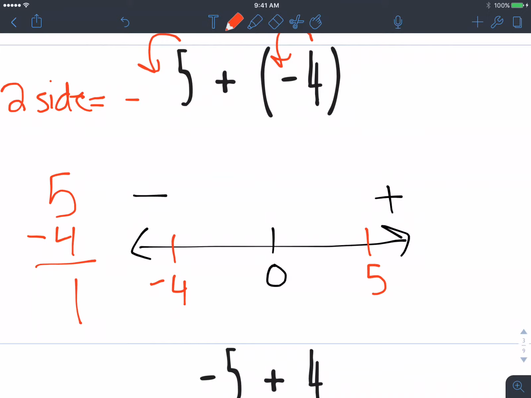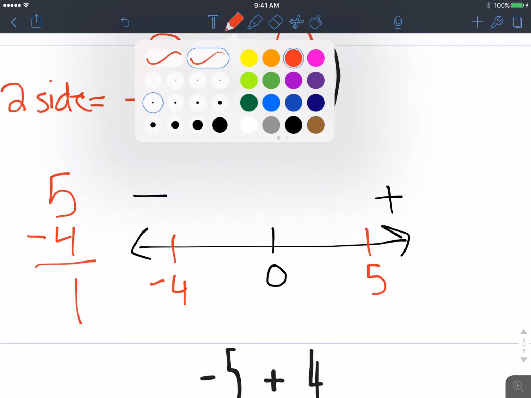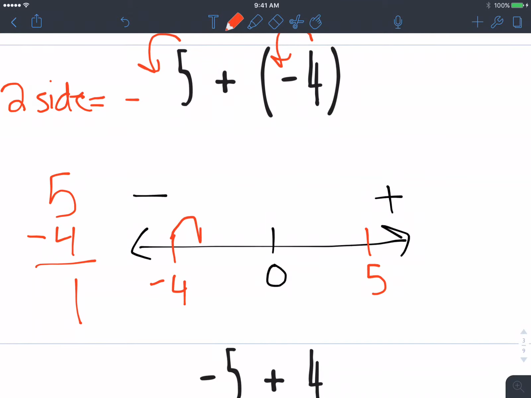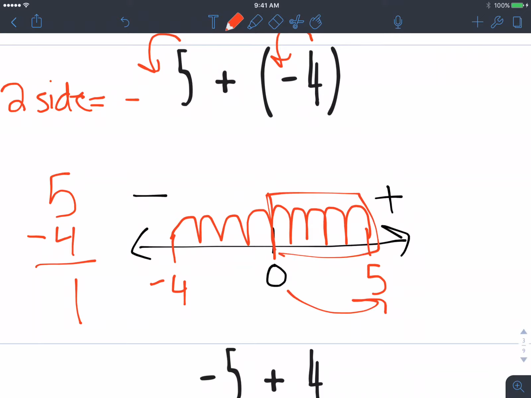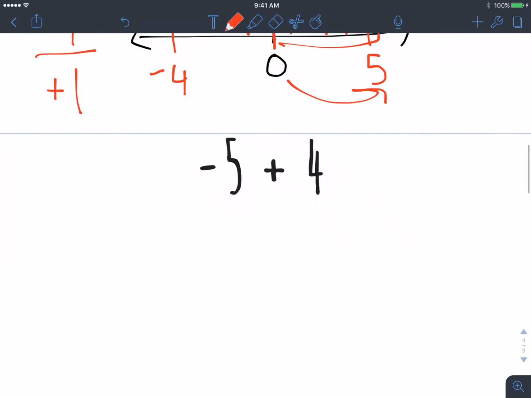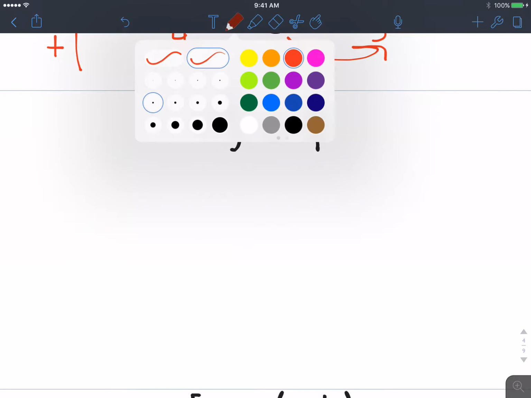Now comes the big debate. What sign should that 1 have? Since negative 4 is 1, 2, 3, 4 steps away from 0, and 5 is 1, 2, 3, 4, 5 steps away from 0, this 5 is further away from the 0, so it gets to keep its sign. So it's going to be a positive 1 in this case.